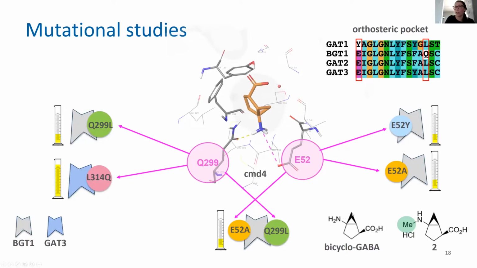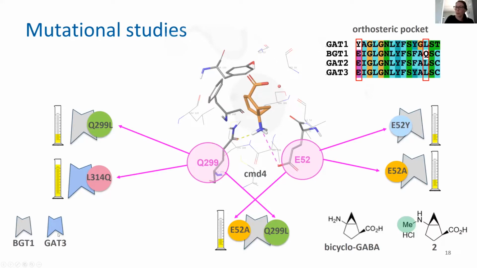So our original compound, bicycle GABA, and the derivative 2, where we have the methyl group on nitrogen. And then we first checked, okay, these 2 amino acids, glutamine and glutamate, are they conserved among the GABA transporters? And we saw that actually this glutamate here is not conserved among the GABA transporters. It corresponds to tyrosine in GAT1, and that glutamine is particularly interesting because that's a unique residue for BGT1. So this glutamine corresponds to leucine in all the other transporters.